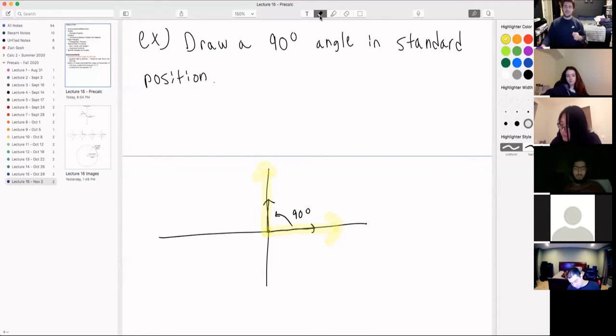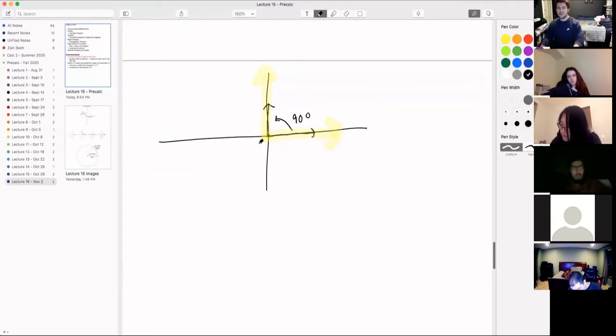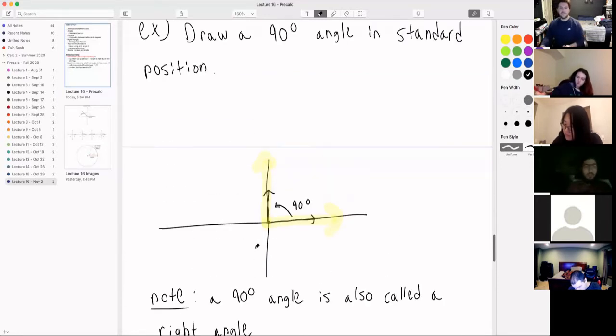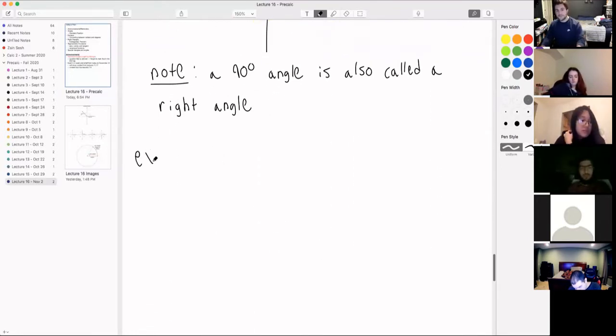A 90-degree angle is also referred to as a right angle. Let me write that quickly because we're going to use that later. Note, a 90-degree angle is also called a right angle. Okay, very good. Let's do another one.